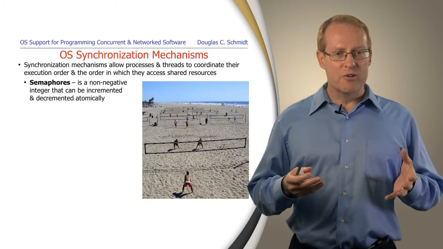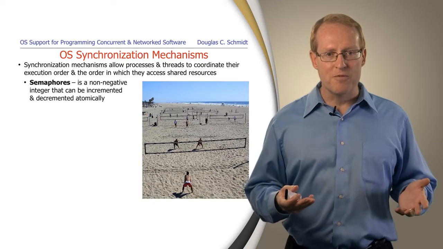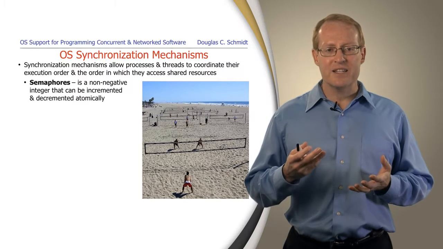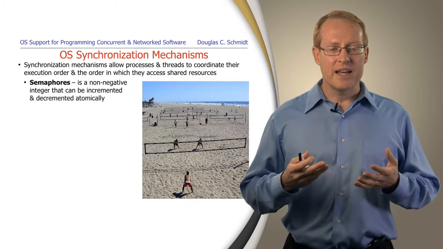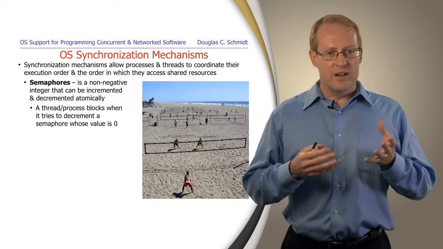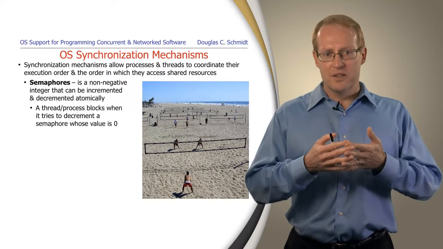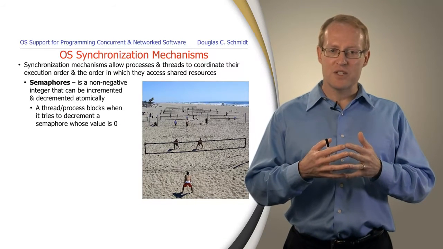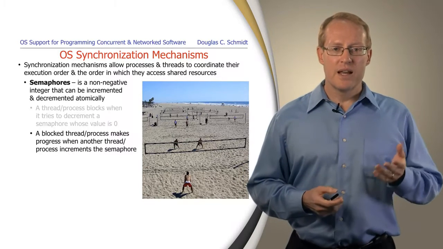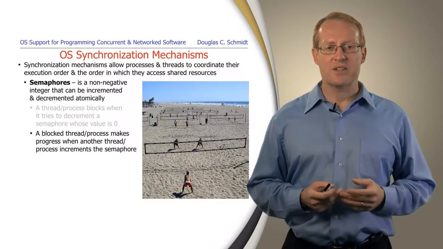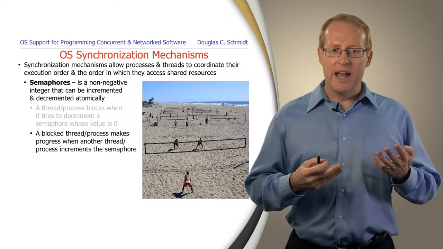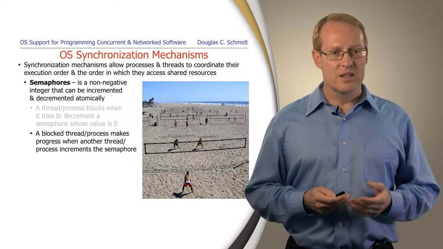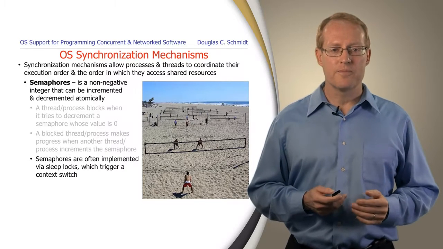The next type of synchronization mechanism we'll talk about is something called a semaphore. Semaphores have been around for many, many decades. Essentially, they are non-negative integers that can be incremented and decremented atomically. A thread or a process that tries to decrement a semaphore that's 0 will block until the value of the semaphore gets greater than 0. Likewise, when it's able to get access to the semaphore, then it can do its work, and when it's done, it goes ahead and releases it, letting any other blocked threads know that it's available. It increments the count by 1.